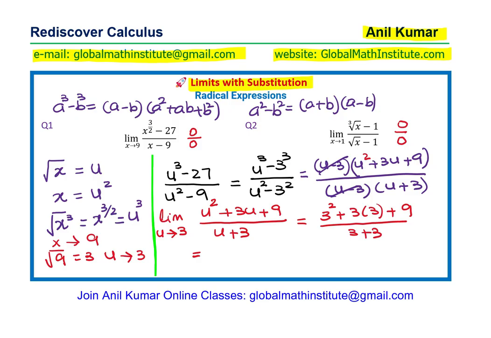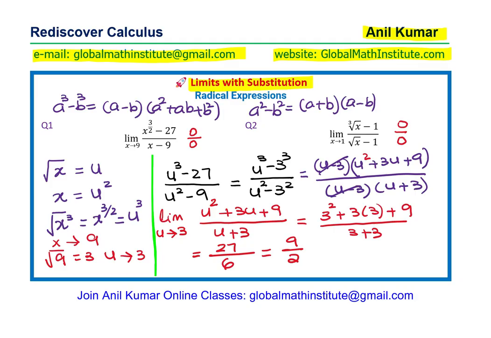9 times 3, 27, over 3 plus 3, 6, which of course you can simplify, right? So dividing both by 3, we get 9 over 2. So 9 over 2 is the answer for this particular question. You see how we have done. So we substituted square root of x as u to simplify it, right? And then we got our answer.